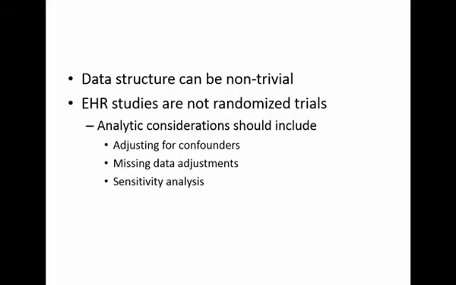So this is not a randomized trial, so there's a lot of analytical considerations that need to be made. You have to adjust for confounders, because if you're going to compare diabetics and non-diabetics, they're probably not balanced across gender, age, any of these other covariates that might be important to your outcome. You also have missing data.